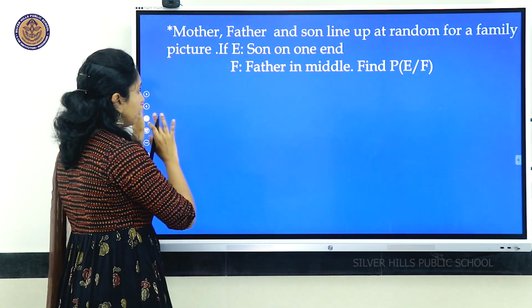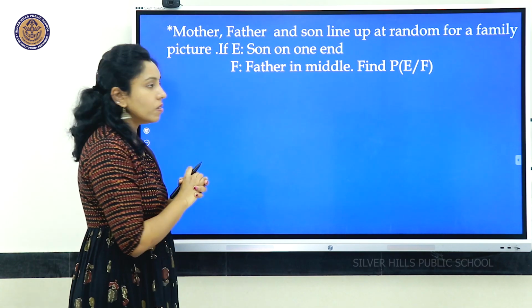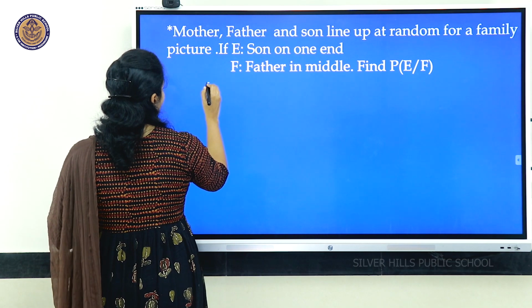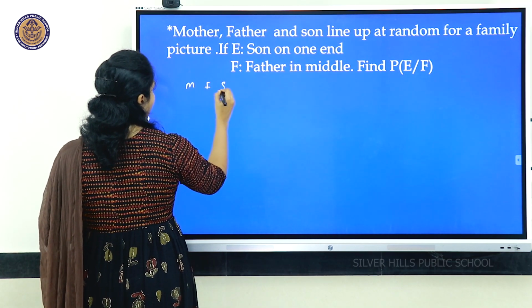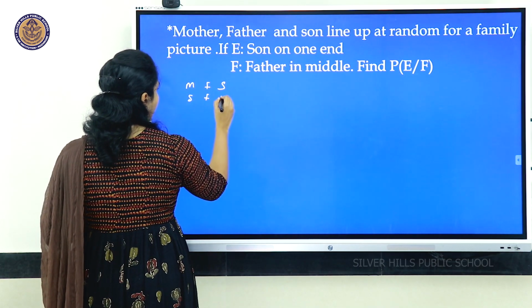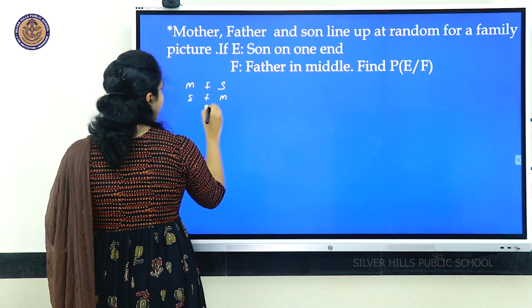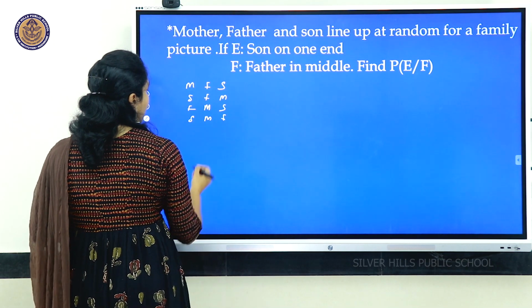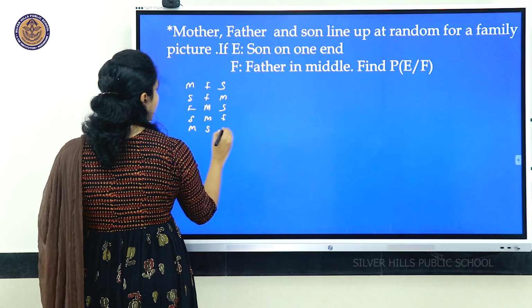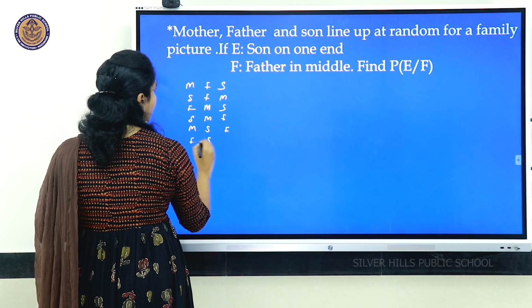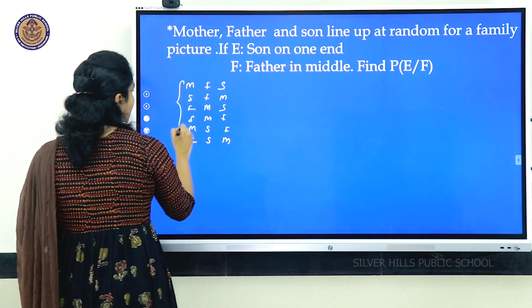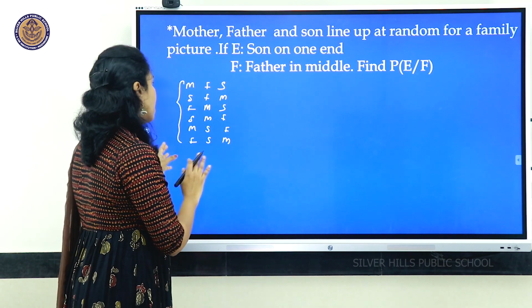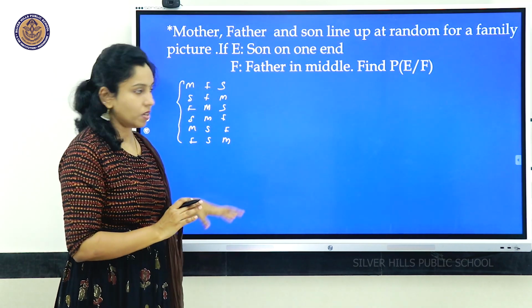Now they are mother, father and son. They are going to take a picture. So how can we arrange them? Suppose father is in the middle, then mother, son, son, mother. Now mother is in the middle: father, son, son, father. And then son is in the middle: mother, father, father, mother. So these are the 6 possible outcomes. They can stand for a photo in these positions.